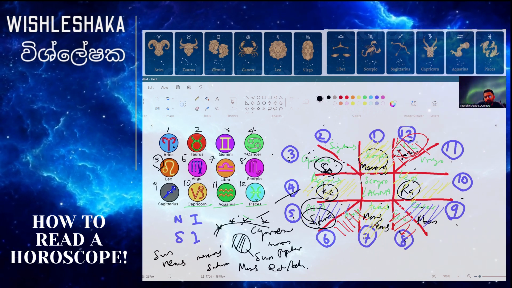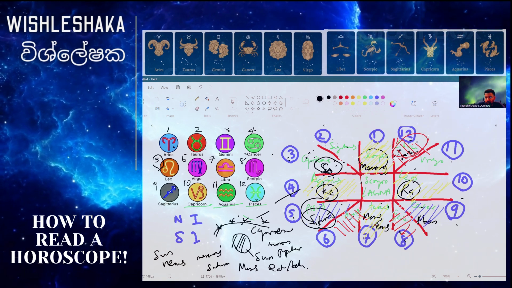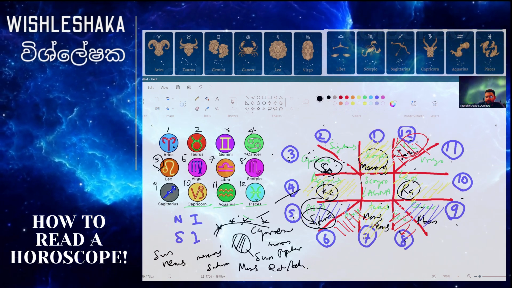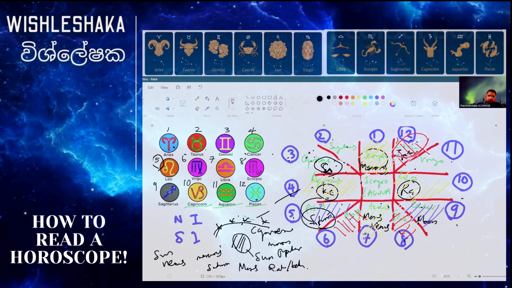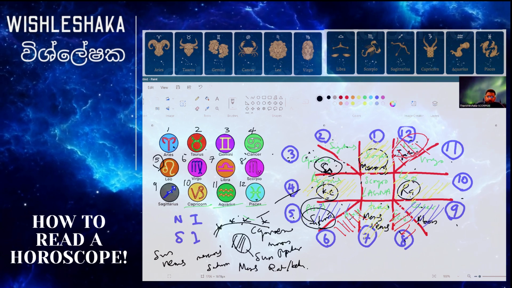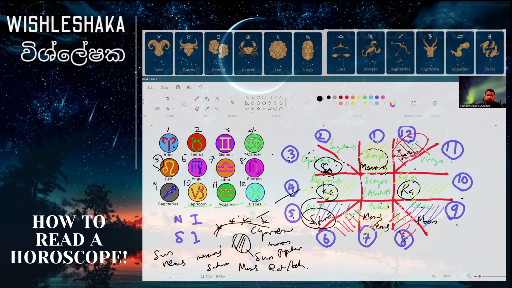Your siblings also. If you have some good planets here, you have so many siblings. But if you have like bad planets, you have trouble with siblings. Like, you know, you may not talk to your brother or sister or something. You will have fewer siblings. You don't have many siblings.